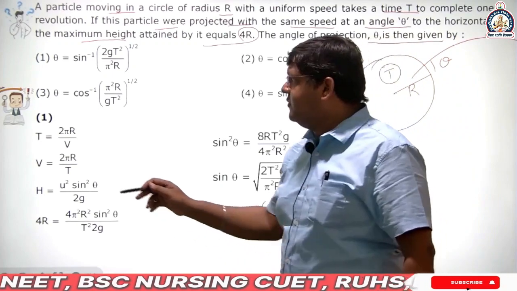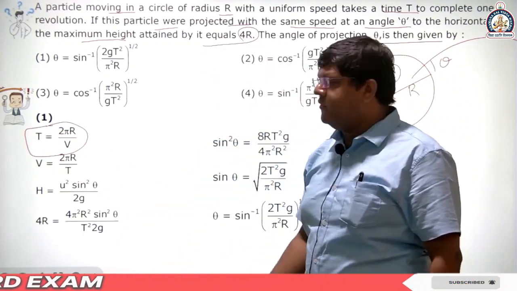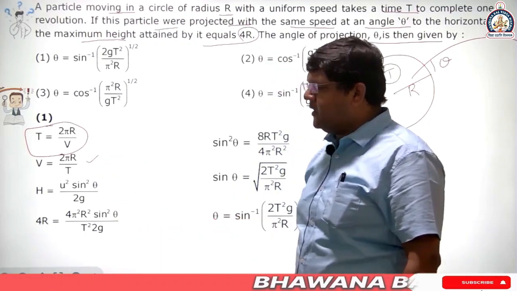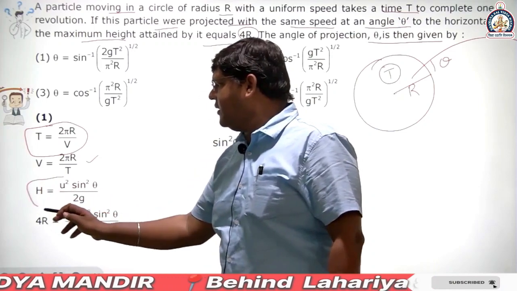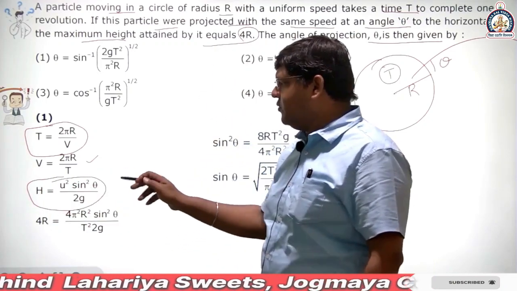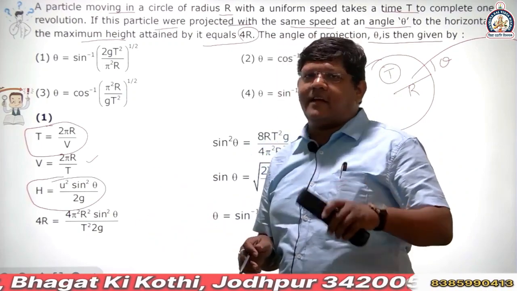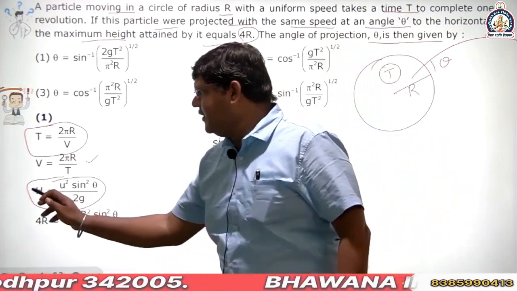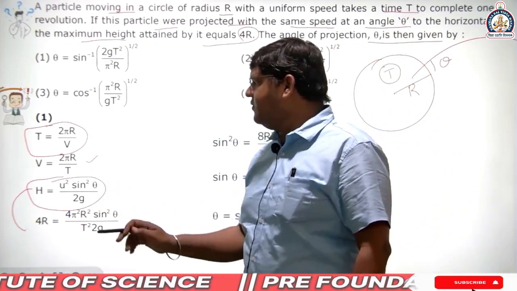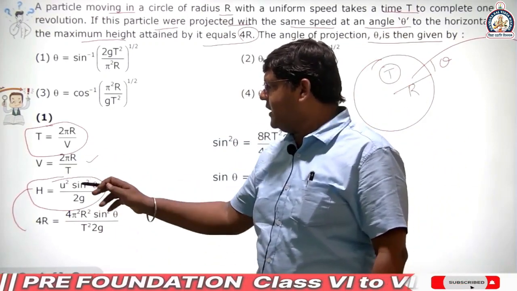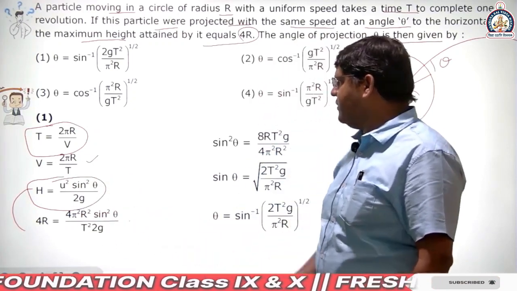Firstly, the formula for time period is T equals 2 pi R upon v, so v can be written as 2 pi R upon T. We have to calculate height, so we use the formula for height of projectile motion, u square sin square theta upon 2g. According to the question, the particle reaches a height equal to 4R, so we replace h by 4R. Now the initial velocity is 2 pi R upon T. We square the initial velocity and put in this value.